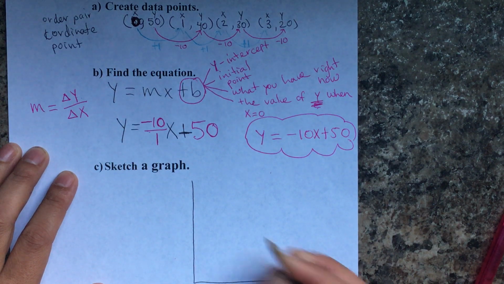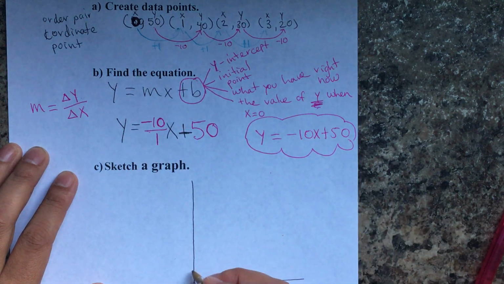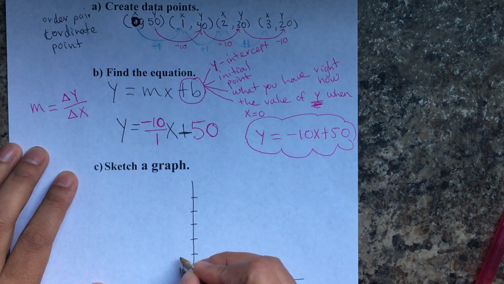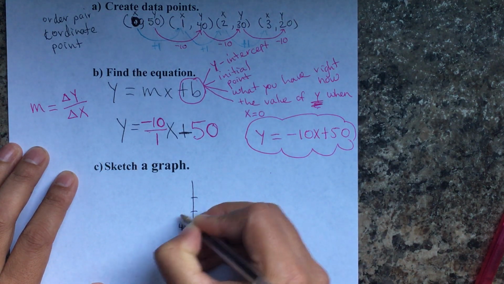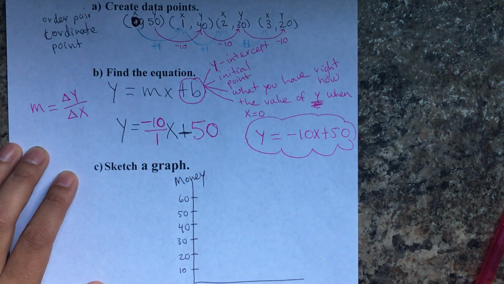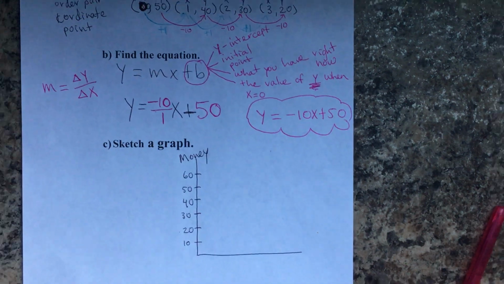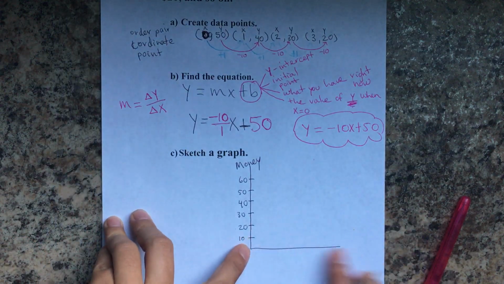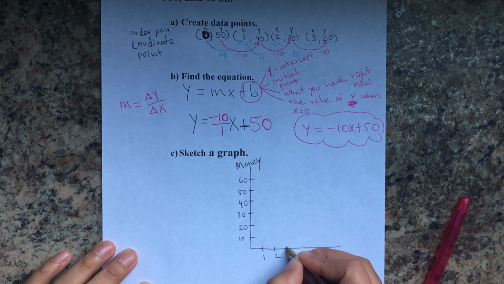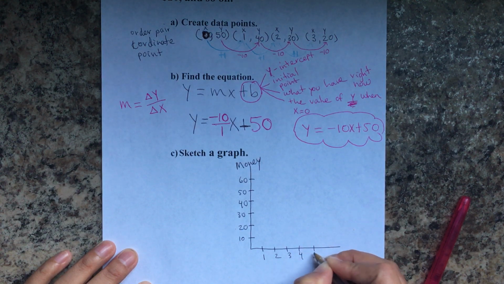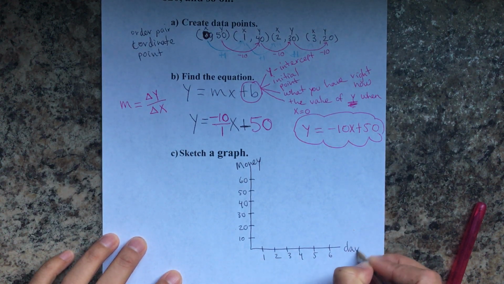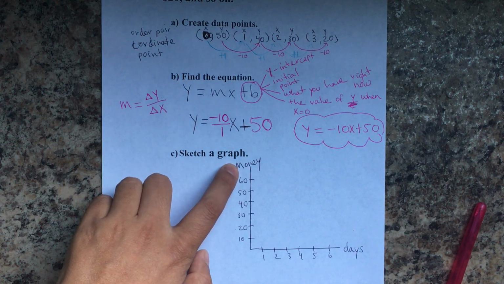So it starts at positive 50 and it goes down by 10, so it will be good to also choose those units. So 10, 20, 30, 40, 50, 60, and this is money. Okay, on the other axis, which is the x-axis, since it's going by 1, I'm going to do 1, 2, 3, 4, 5, 6, etc. And so the independent variable is days, the dependent variable is money.